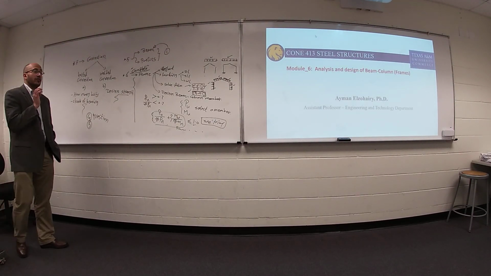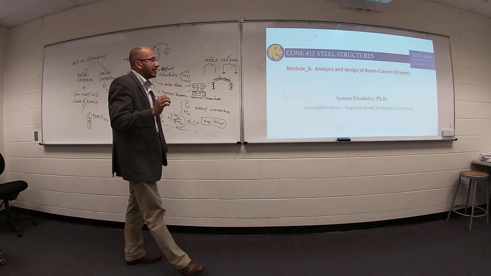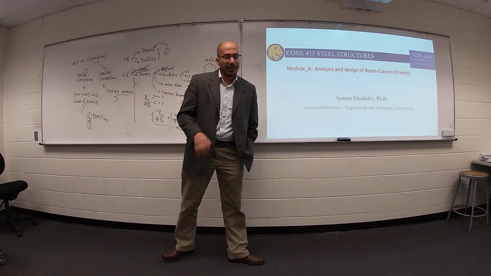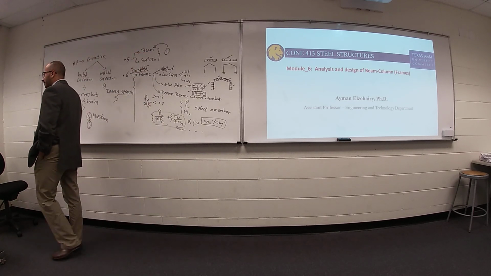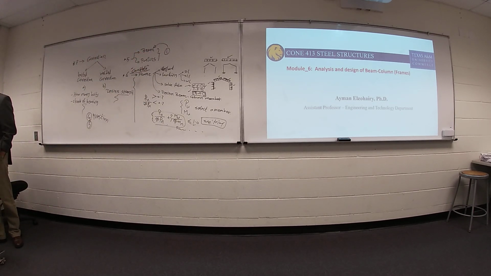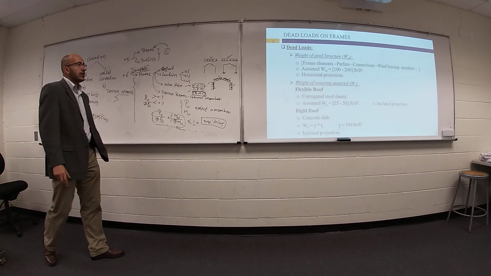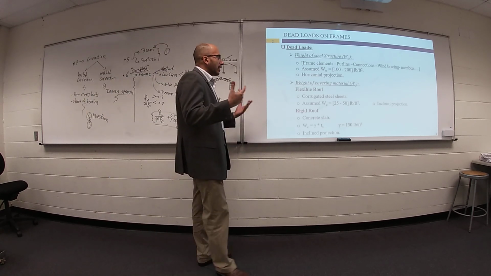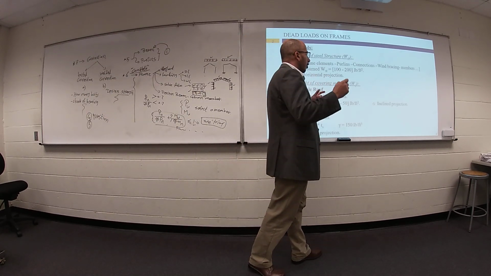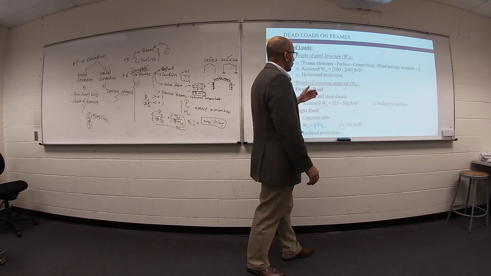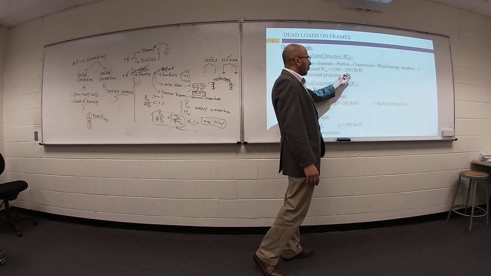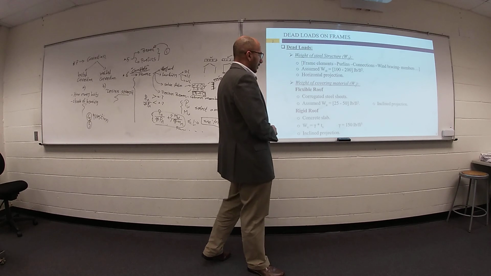We need to focus on this file analysis and the design of beam column frame. All of you have a frame in your project. Maybe truss alone, frame alone, or maybe combine both of them at the same time, truss and frame. Your loading for dead load, the weight of your structure, including the frame weight, bearing connection, all of this stuff, you can assume your value between 100 to 200 pounds per feet square.